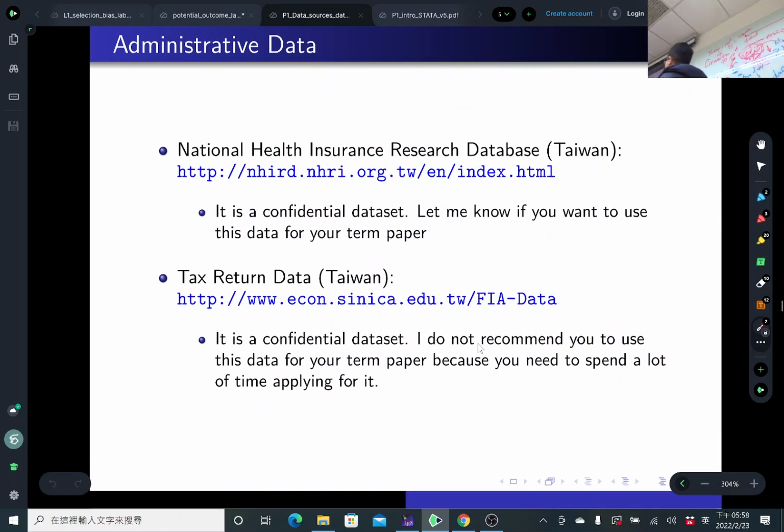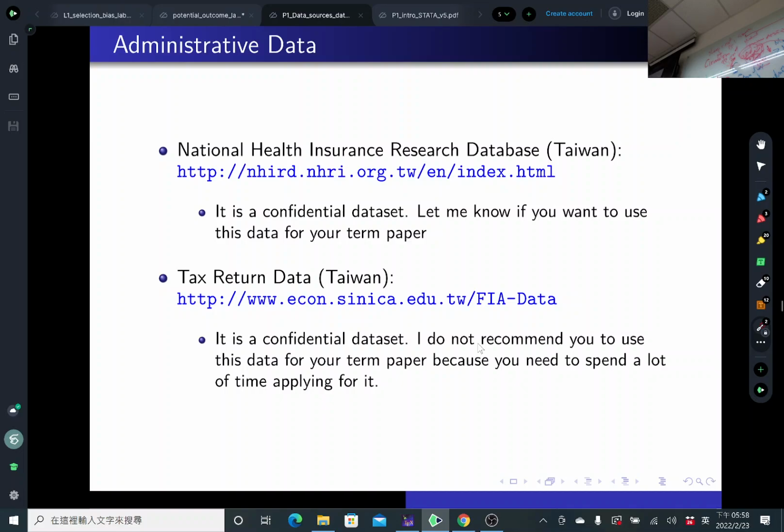And some administrative data is not publicly available. That means you need to go to the data center because the data is quite confidential. It has some privacy issues. For example, the National Health Insurance Research Database, 全民健保资料库. Since Taiwan has national health insurance, the government uses this database to calculate revenue, determine the premium, and track the expenditure of the NHI. So that's why they have this database.